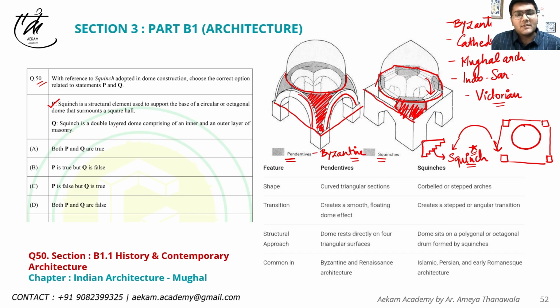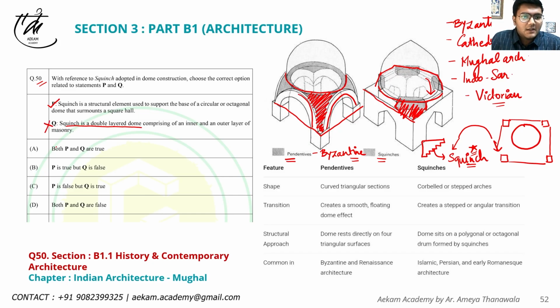Q: squinch is a double layered dome comprising of an inner and outer layer of masonry. This starting statement, that squinch is a double layer dome, is itself wrong, because it is not a dome but a structural element which helps in load transfer from a circular base to your square or octagonal column base, column grid, or shear walls. So this first statement itself is wrong, so we'll consider Q as wrong.